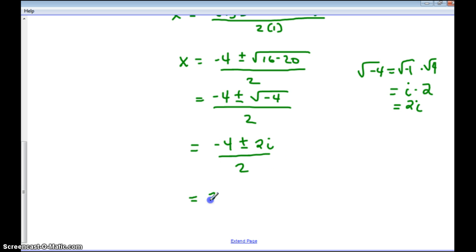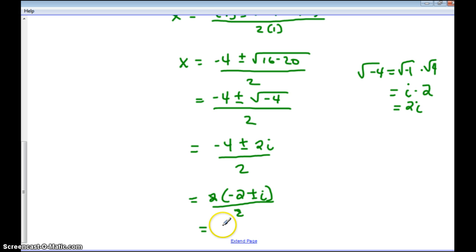Now we can see we can also all have a factor of 2. We can factor that out and simplify that 2 divided by 2. So if the 2's cancel, that's equal to negative 2 plus or minus i. So it would be negative 2 plus i and negative 2 minus i. You can leave them written like this when it turns out to be imaginary.